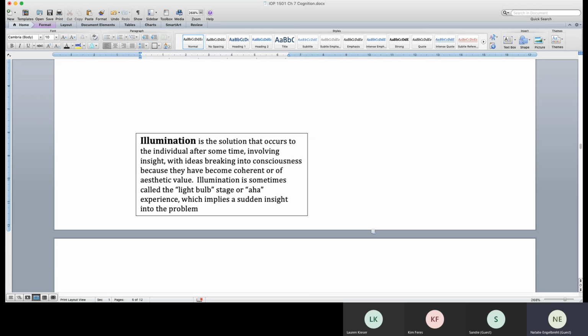The next step is illumination. Illumination is the solution that occurs to the individual after some time, involving insight with ideas breaking into consciousness because they have become coherent or of aesthetic value. Illumination is sometimes called the aha moment, the light bulb moment, which implies a sudden insight into the problem.